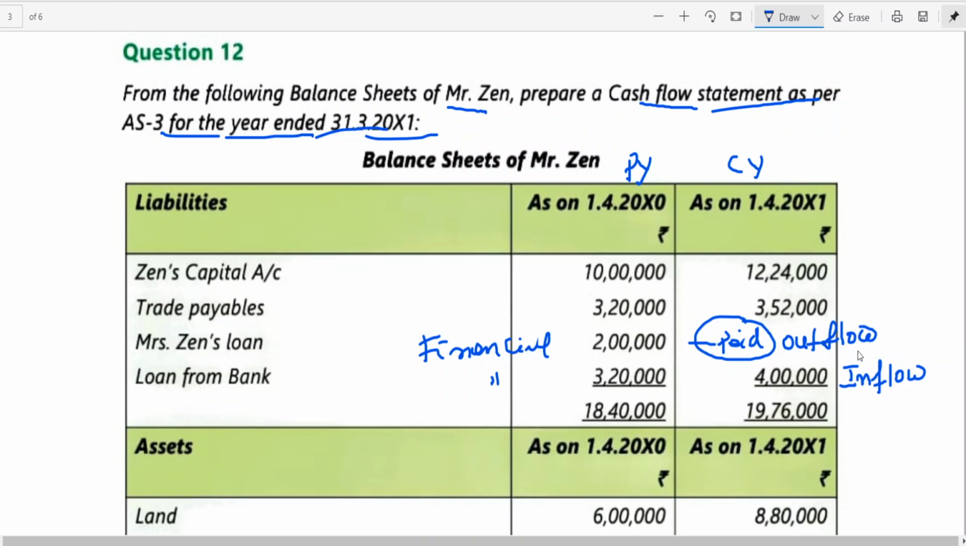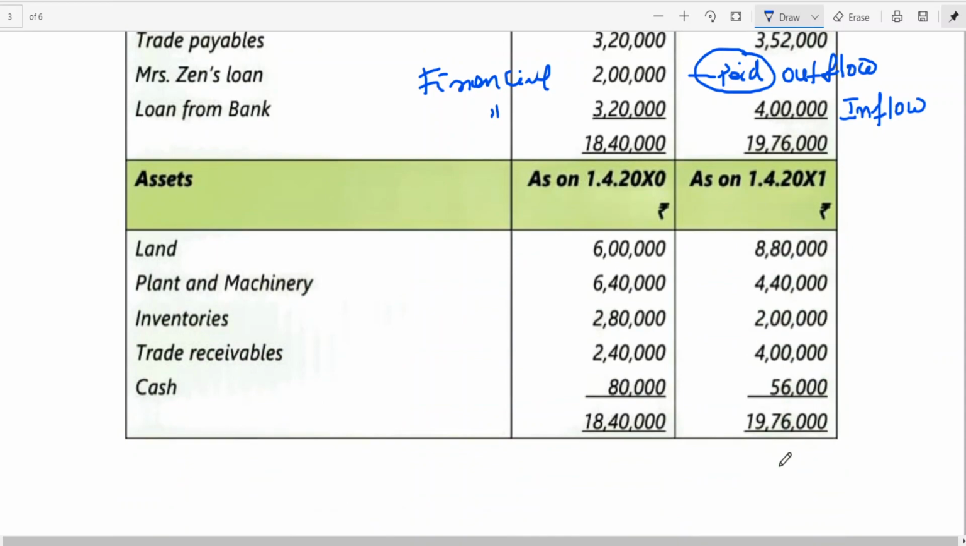Here outflow is outflow of how much? 2 lakhs, because 2 lakhs opening balance you are having. You don't have any closing balance. That means 2 lakhs has been paid. Then look at the land. Land opening balance 6 lakhs.